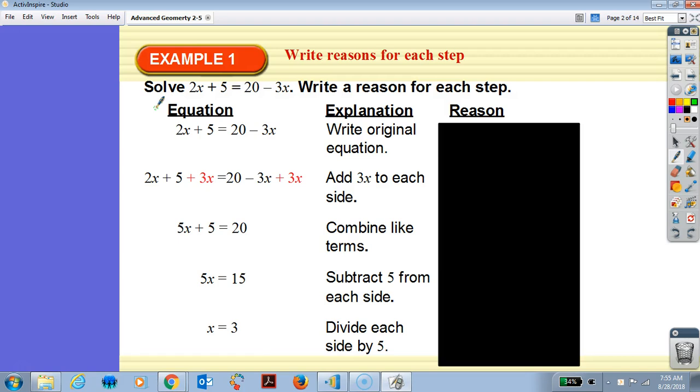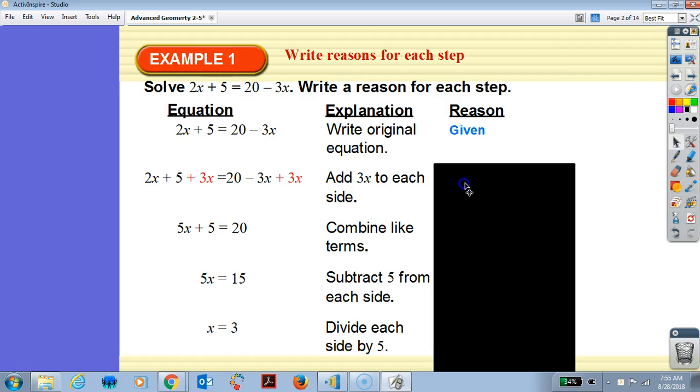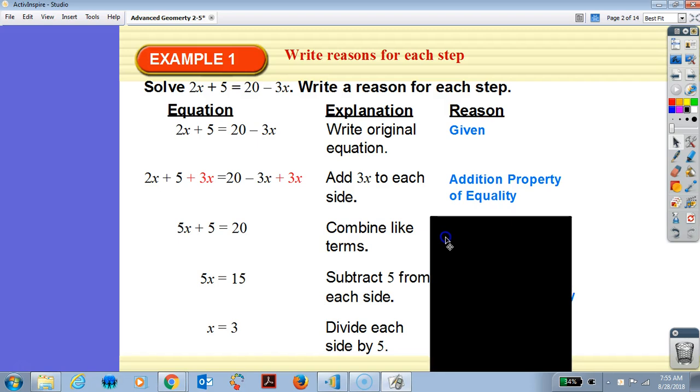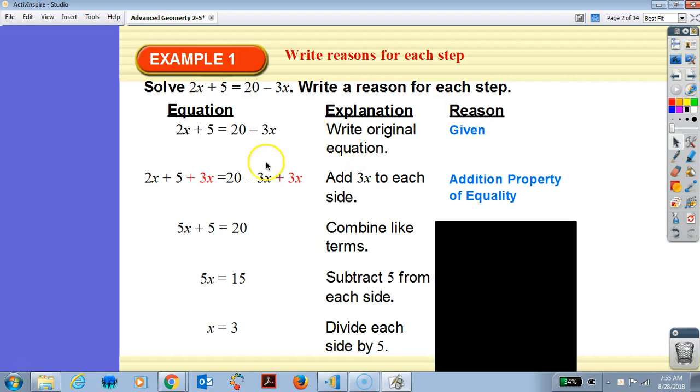The first thing we do is write down the equation, and that would be given because they gave it to us. Make sense? The next thing, going from here to here, what did they do? They added 3x to each side, right? When you're adding the same thing to both sides, that's called the addition property of equality. Property of equality means that we're doing it to both sides. So going from here to here, what did you do? You just combined like terms, right?